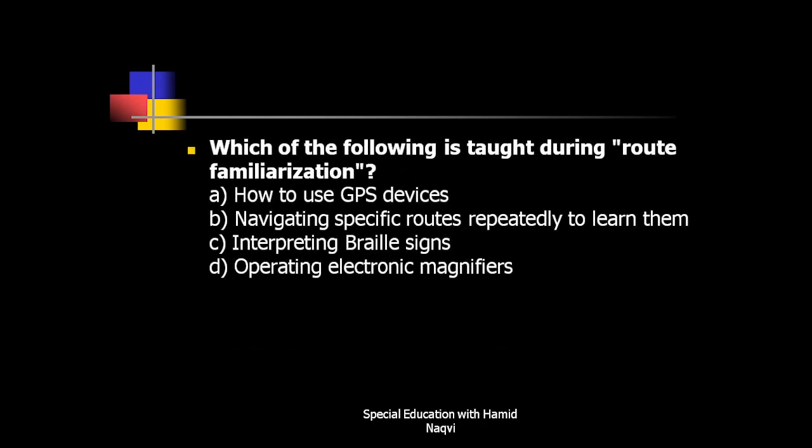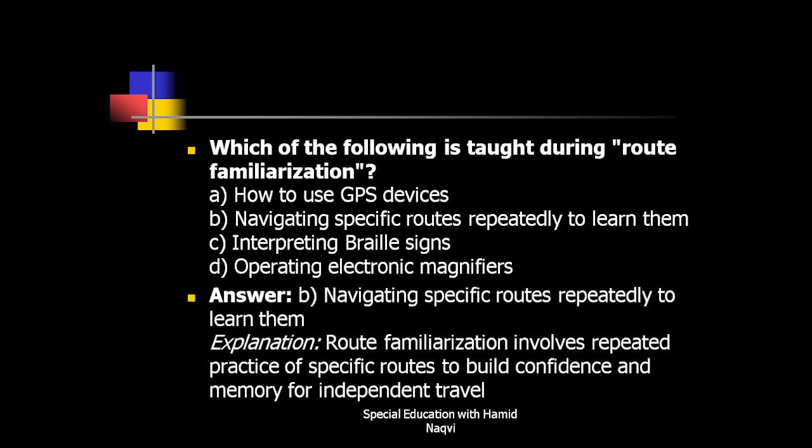Next is which of the following is taught during route familiarization? How to use GPS devices, navigating specific routes repeatedly to learn them, interpreting braille signs, or operating electronic magnifiers. Answer is navigating specific routes repeatedly to learn them. Route familiarization involves repeated practice of specific routes in order to build confidence and memory for independent travel.